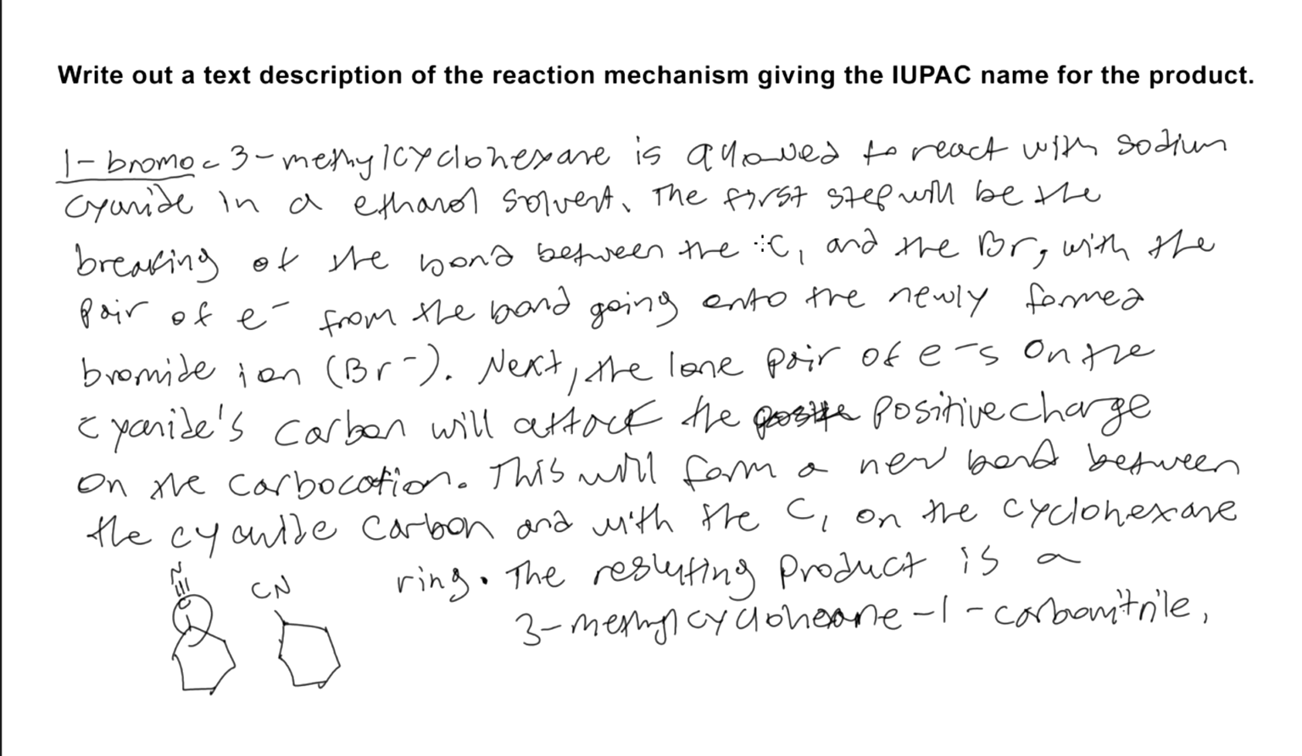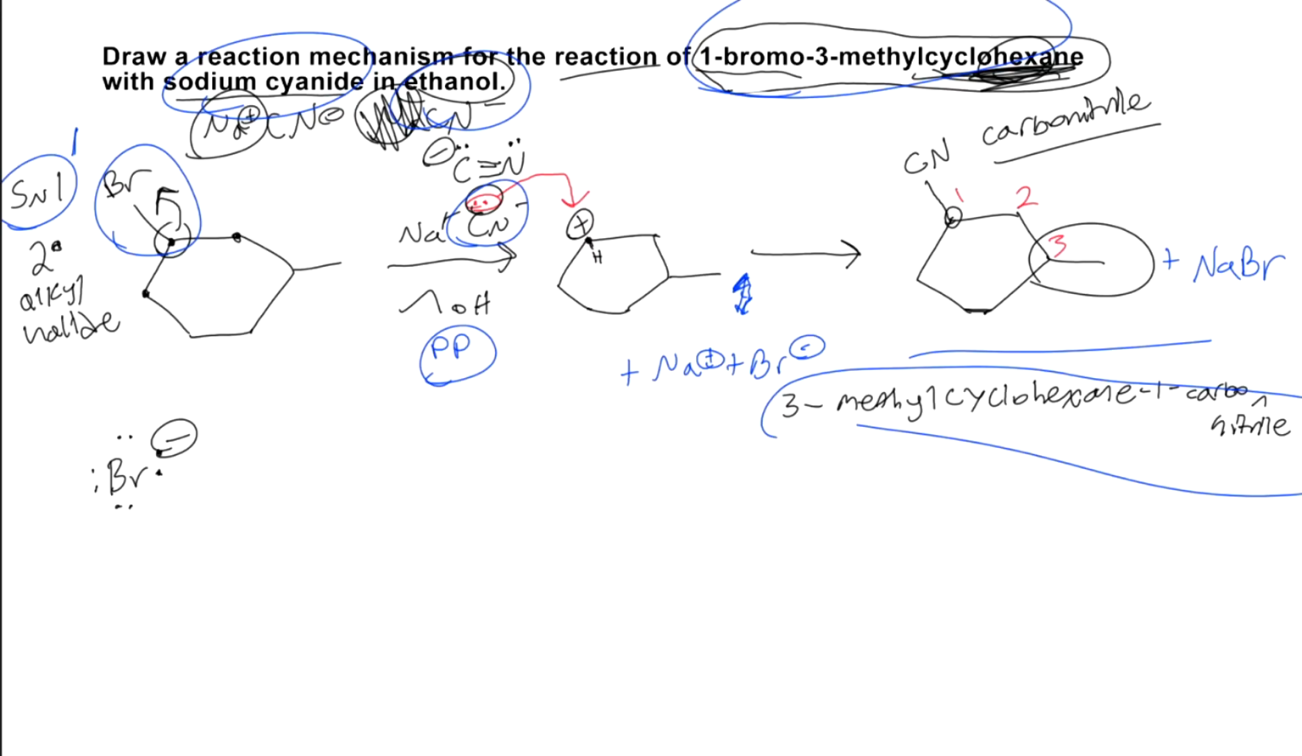The first step will be the breaking of the bond between C1 and the Br, with the pair of electrons from the bond going onto the newly formed bromide ion. And then in the next sentence, we say next, the lone pair of electrons on the cyanide's carbon will attack the positive charge on the carbocation, which we can see here. So we have our pair of electrons on the carbon in the cyanide here, which I explained up here with this Lewis structure, why that is. And we go ahead and we move those electrons right onto this positive charge.